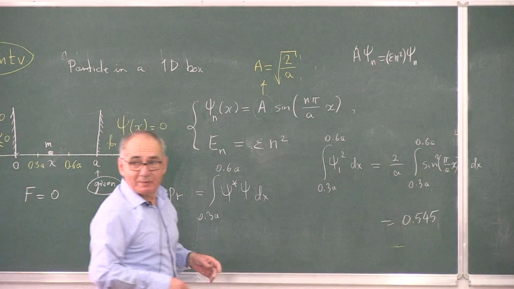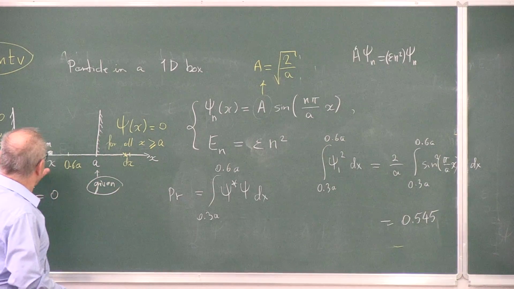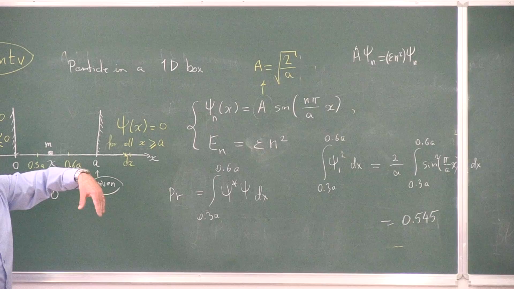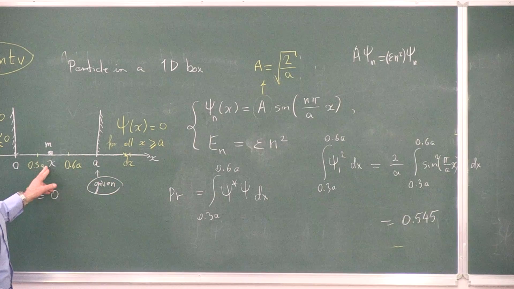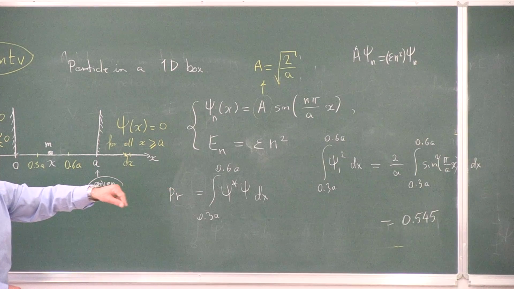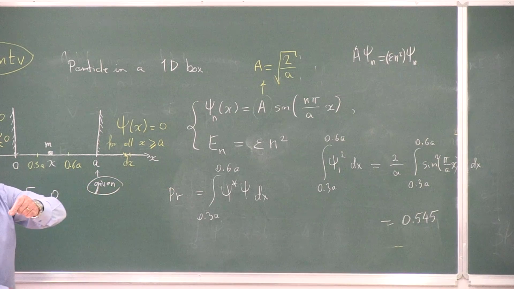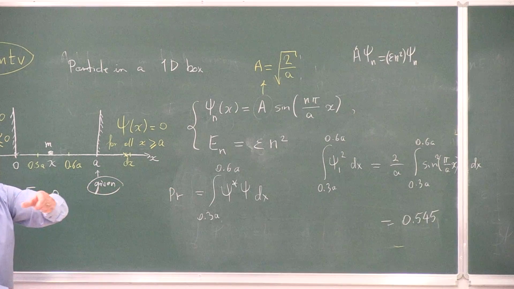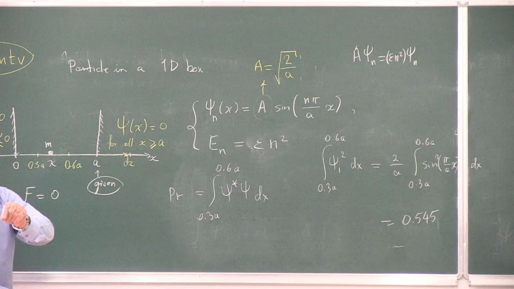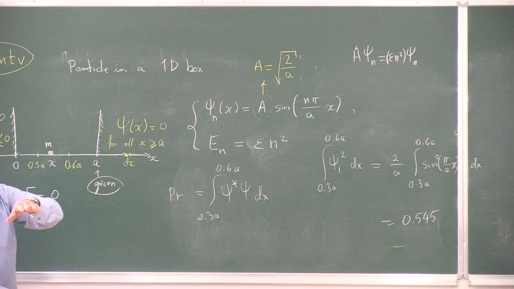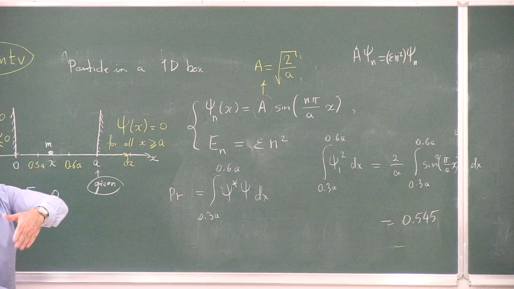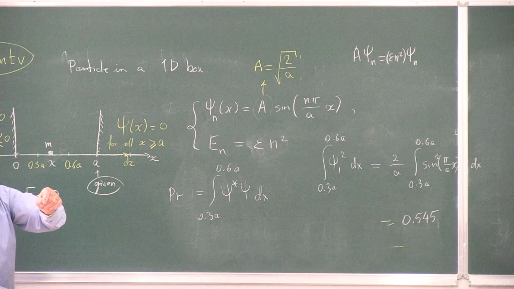So what does this tell us? The probability of finding this particle, moving in the ground state, between 0.3a and 0.6a is 0.545, or using percentage format. Remember, a probability is a number between 0 and 1. If you multiply such a number with 100, you express the same thing using the percentage format.